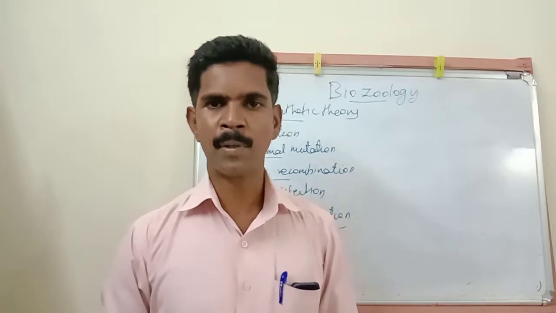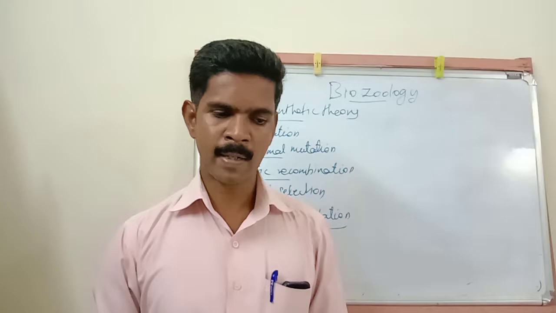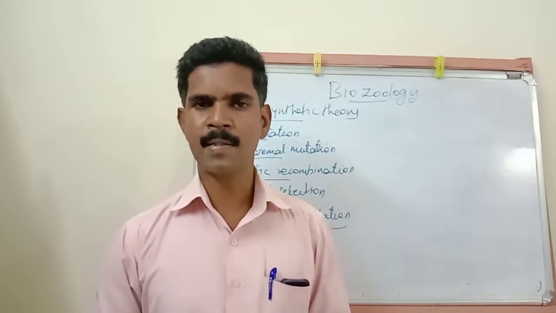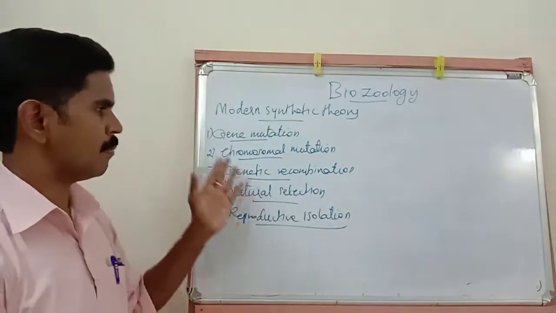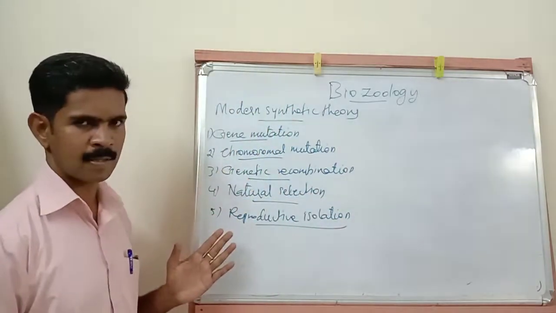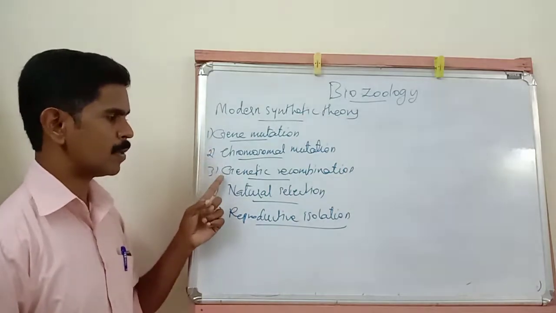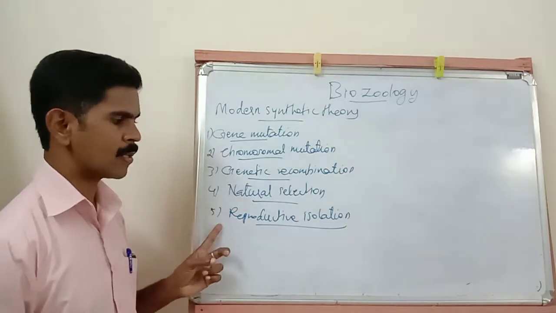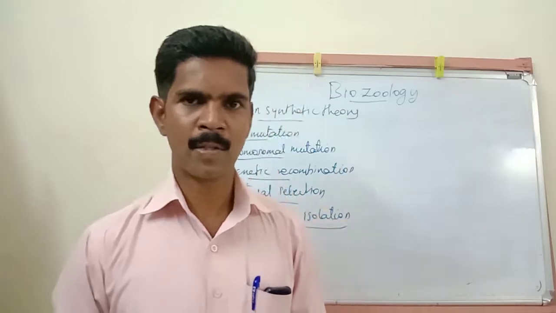So now we have completed one more theory, the modern synthetic theory. This theory was proposed by a group of scientists, and it consists of 5 important basic factors. The first factor is gene mutation, the second is chromosomal mutation, the third is genetic recombination, the fourth is natural selection, and the last one is reproductive isolation. Understand, my dear students?